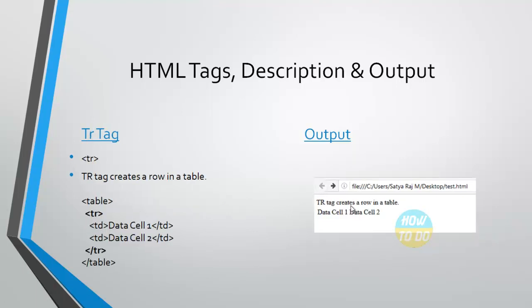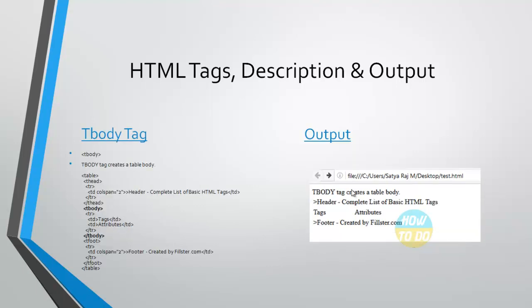Next comes the TR tag. The TR tag creates a row in a table. That means you are going ahead and preparing the rows, different types of rows in a table, and this is the syntax, and this will be the output for the same. Next comes the tbody tag. The tbody tag creates a table body. This is the syntax and this is how the output will be.